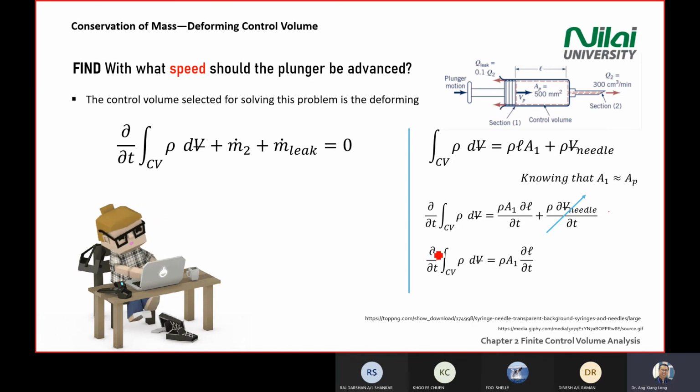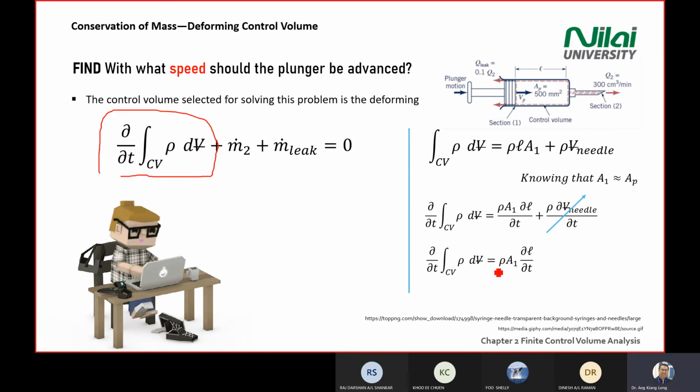So the equation will leave us del over del T integration of CV, which is this part. Arrive at rho A1 del, small changes of length divided by small changes of T, is the change of your string, or your push, how much length you need to go. When you arrive at this equation, you know this is what the question is asking: what speed should the plunger be advanced. So this is the area you need to focus on when you solve. This is the important component in your answer that helps you solve.